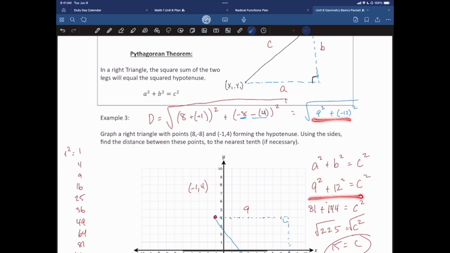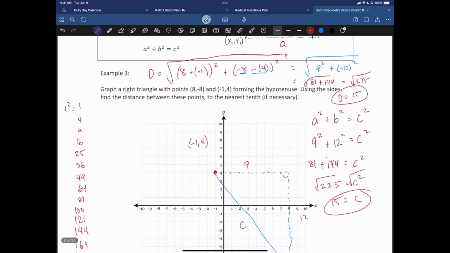So this is me trying to highlight, hey, these are going to give you the same thing. If you feel more comfortable using a formula, feel free to use the distance formula. If you like pictures, you like the Pythagorean theorem, feel free to use that one too. So this is going to turn into 81 plus 144, square root of 225. So my distance is, again, 15. Either way, you get the same answer.